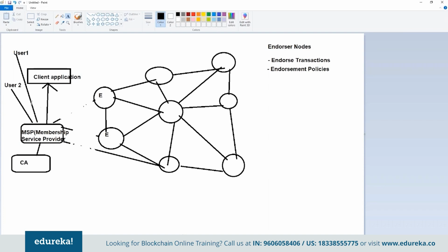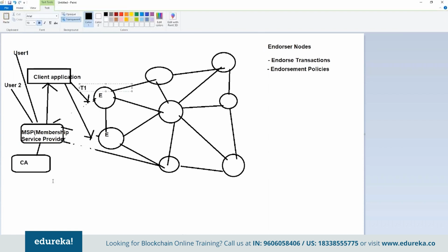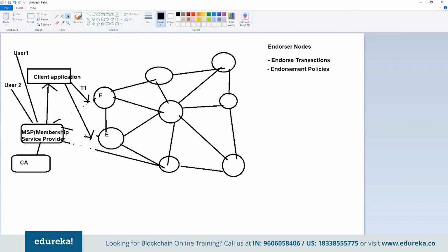So the client application will send the request to these endorsers, endorser 1 and endorser 2. It will send the request that, okay, I want to perform a certain transaction. Say the name of the transaction is T1. Say this transaction is basically updating the land record. There is a sale request of a particular land record, and the client application is sending that request to the endorser. Now, what will the endorser do?